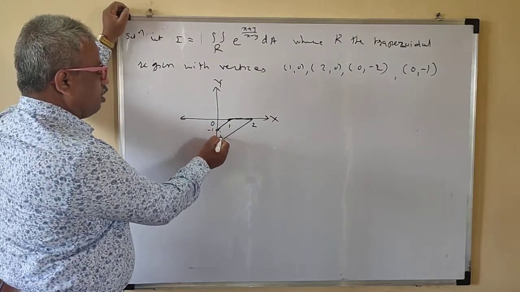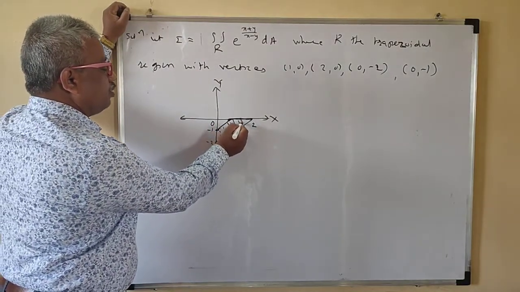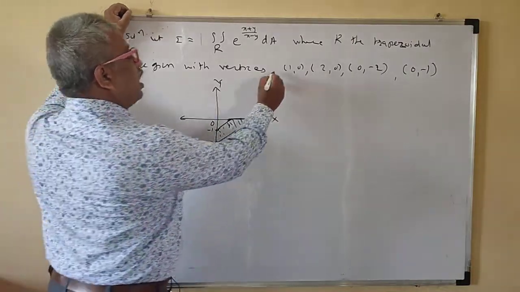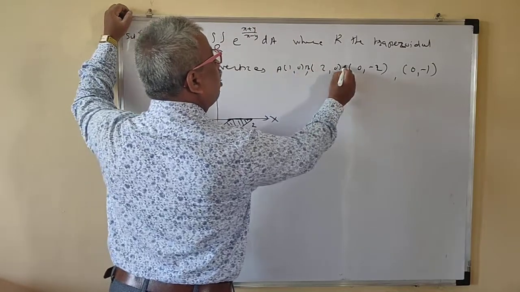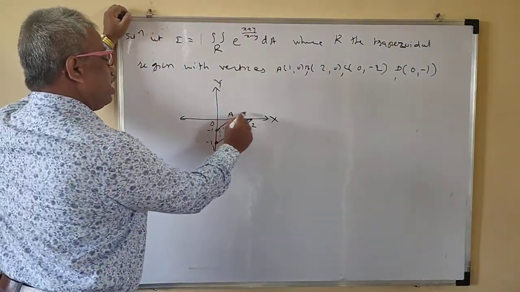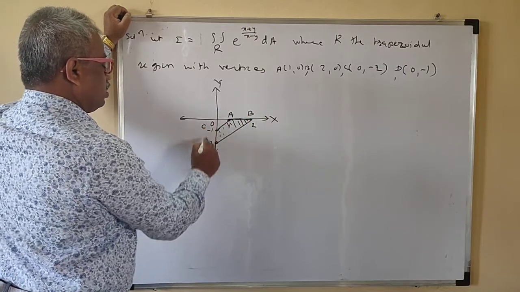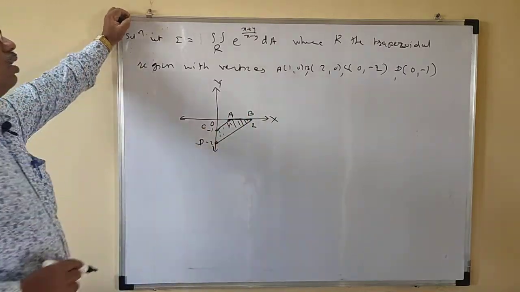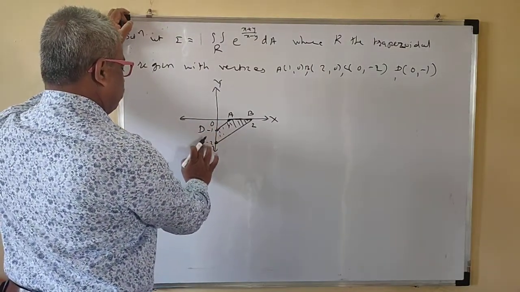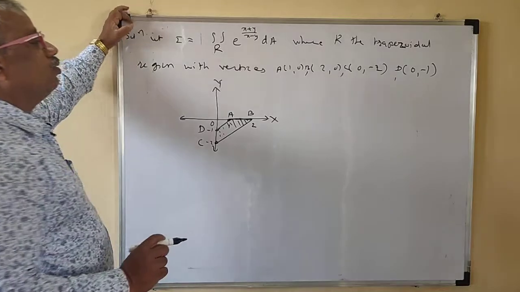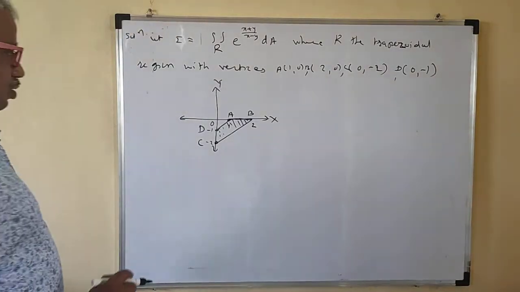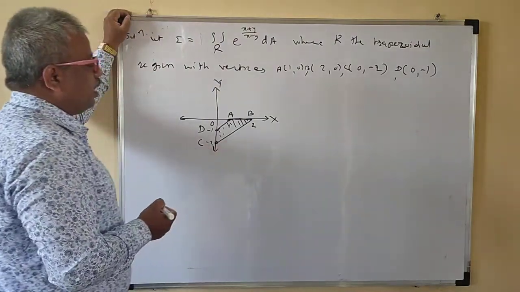I will call these points A, B, C, and D. This is your A, this is your B, this is your C, and this is your D. Now we will write the equations of the boundary lines.